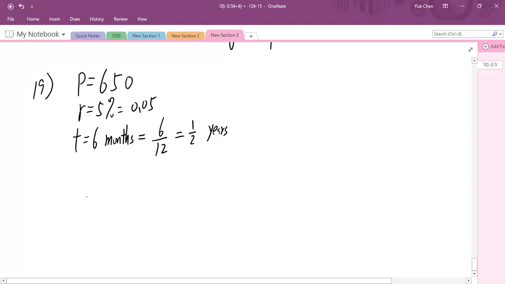Okay. So let's calculate the interest you need to pay. I is equal to P, R, and T, right? Then you plug in.